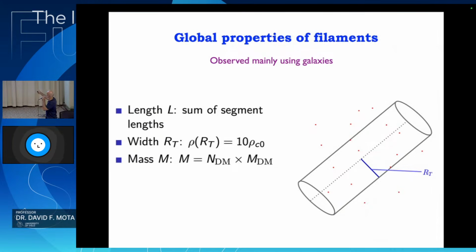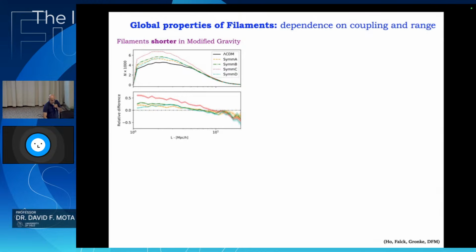So it's basically the number of particles that I have inside this region of the filament, in this volume. Okay, so that gives me the mass of the filaments. And I can use these three properties of the filaments to see what happens to them with respect to modified gravity, because we have the fifth force, etc. Okay, so one thing that we find, again, this is all results. So this is purely theoretical.